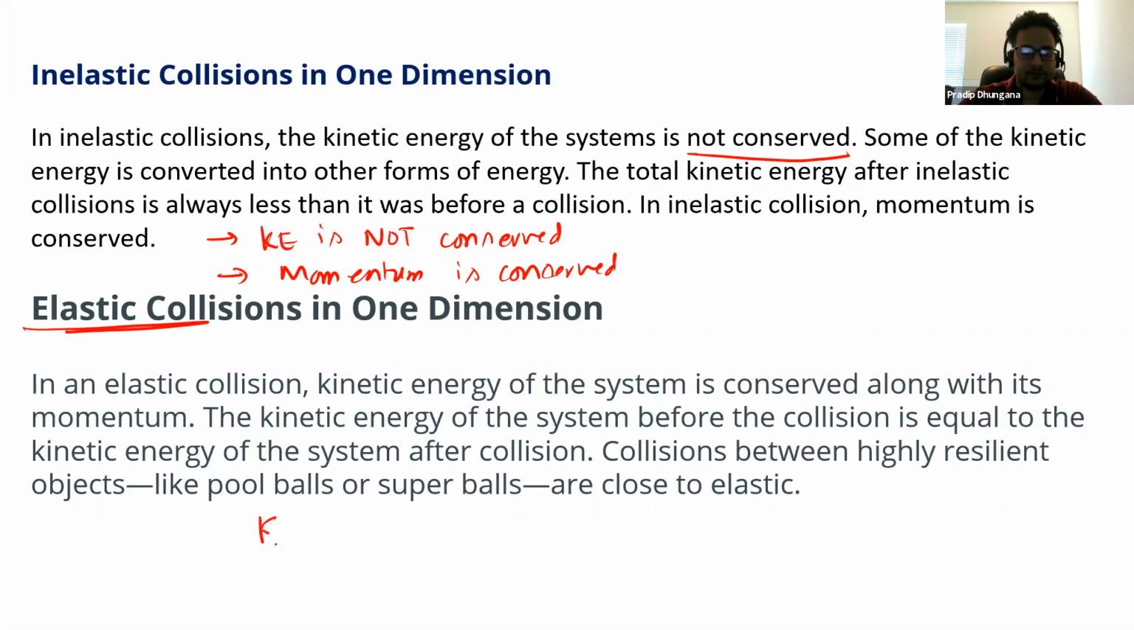That means the kinetic energy of the system before the collision, KEi, is equal to the kinetic energy of the system after the collision. Almost all of the collisions that take place in our daily lives are examples of inelastic collision, because in those collisions, some of the kinetic energy is converted into a different form of energy after the collision.